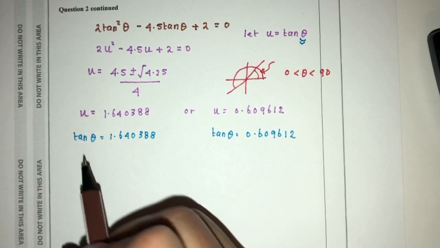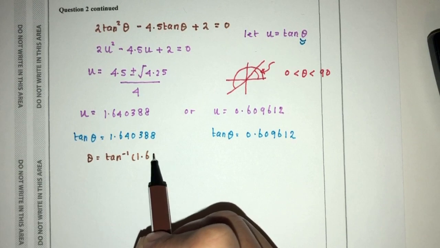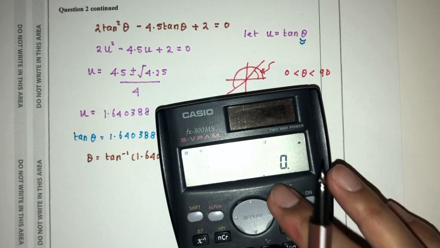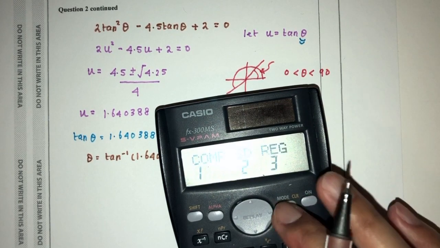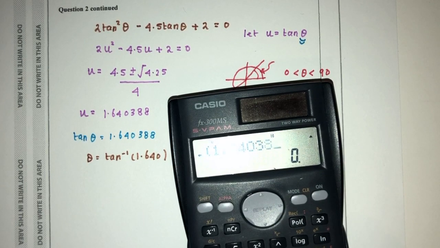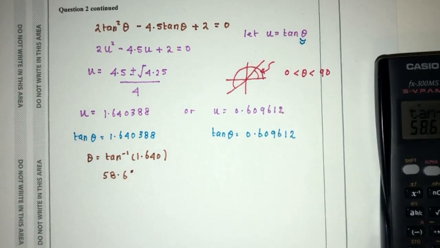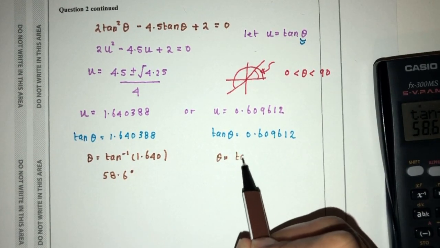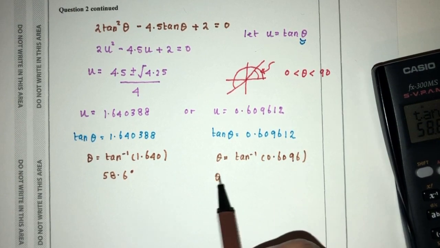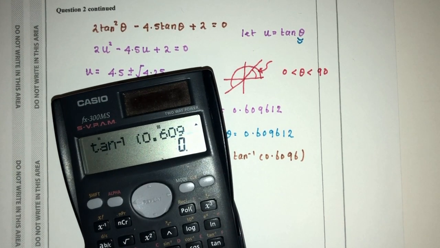So let's solve. Theta will be tan inverse of 1.640. So here we have to use degrees because the angle will be defined in degrees, right? That will be tan inverse of 1.640388. That will be 58.6 degrees. And here we have what? Same thing, tan inverse of 0.6096. Theta has to be what? 0.6096.